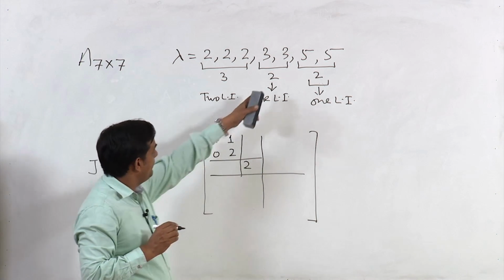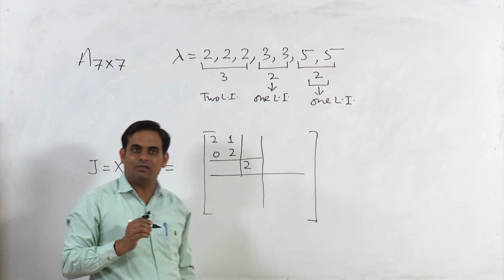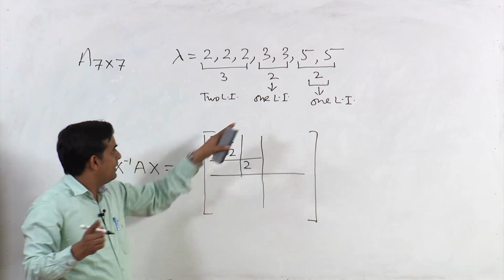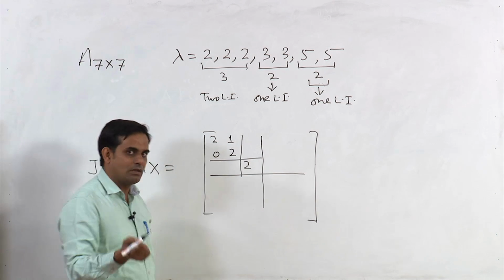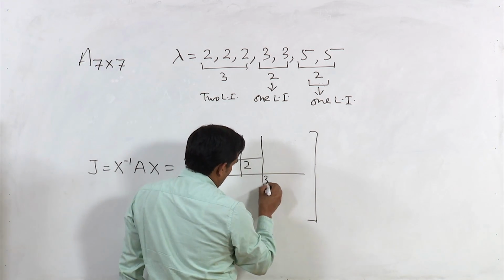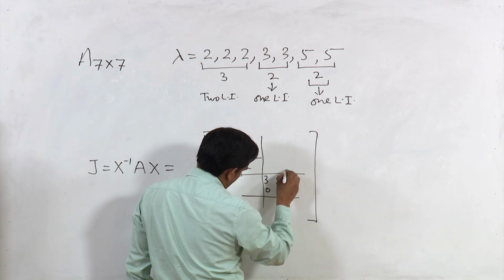Similarly, here I have only one linearly independent eigenvector corresponding to lambda equals 3. So, here I will have one block of size 2. Geometric multiplicity gives me the number of blocks corresponding to that particular eigenvalue. So, it will be 3 1 0 3.